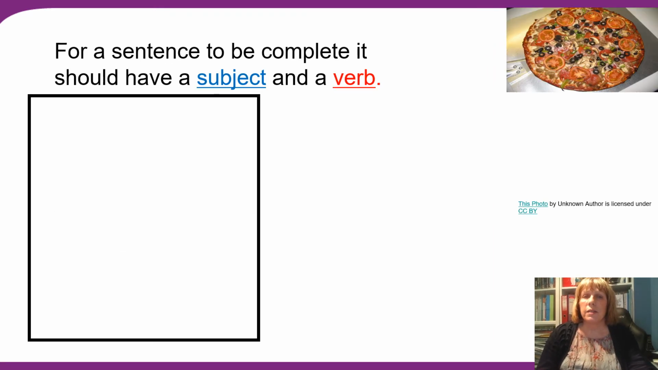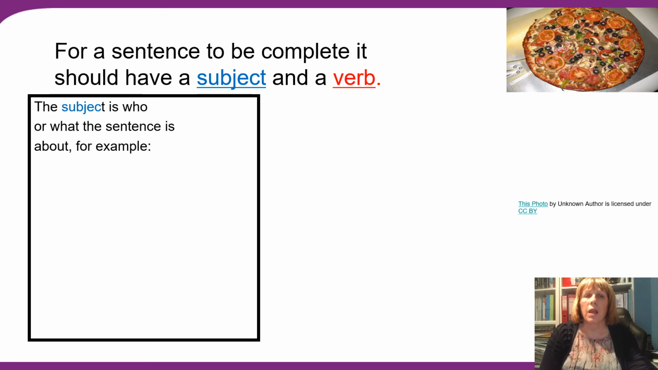So for a sentence to be complete, it should have a subject and a verb. And the subject is who or what the sentence is about. Let's look at the example. Tom loves to eat pasta. So Tom is the subject.